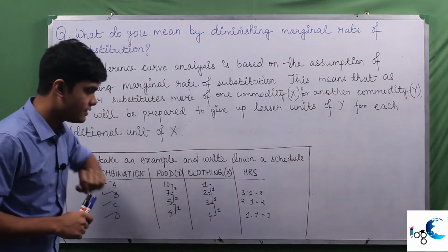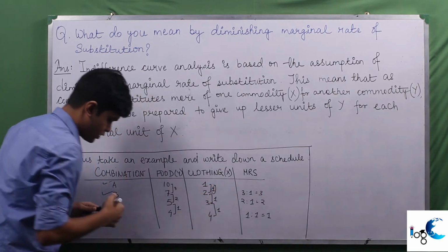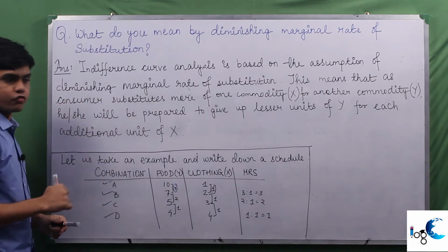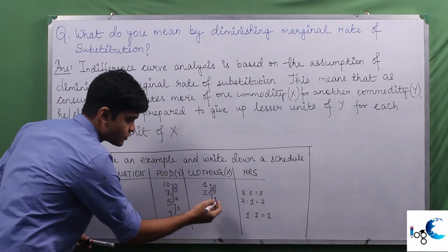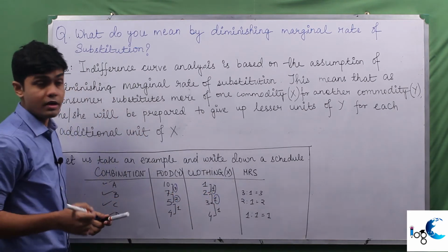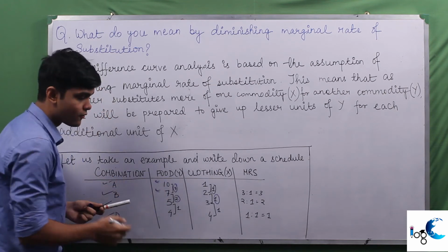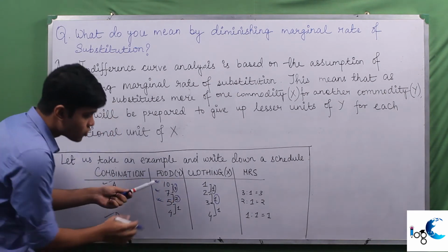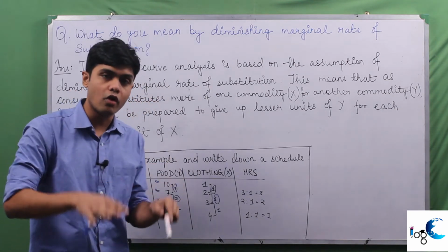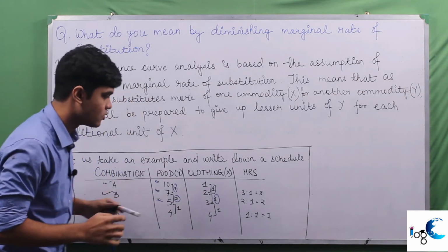Now, let's concentrate on this example. Initially, in order to get 1 unit of clothing, you were ready to give up 3 units of food. Then, in the next stage, in order to get 1 unit of clothing, you were ready to give up 2 units of food. Why? Because initially you had 10 units of food, then 7 units, and now 5 units of food. So, as the amount of food falls, it becomes dearer to you. So, you are ready to give up lesser and lesser units.